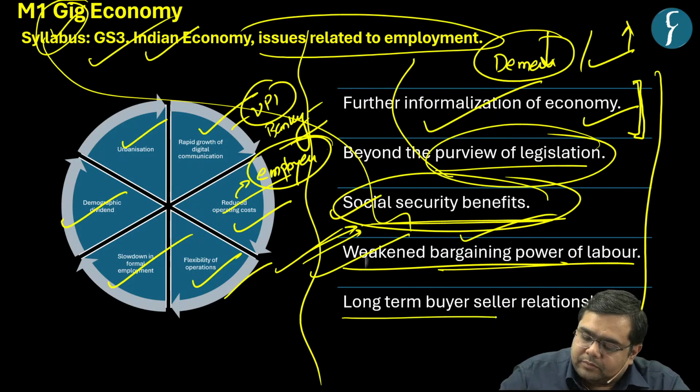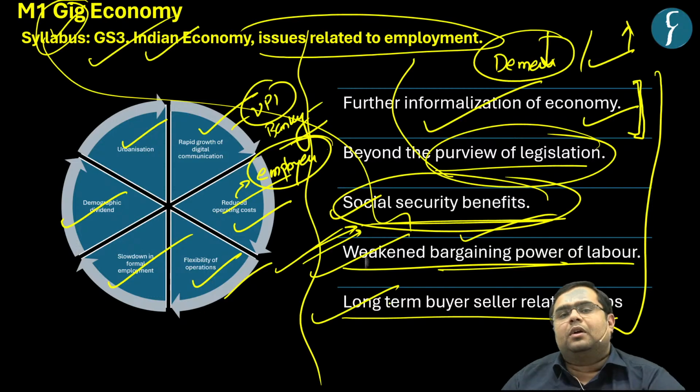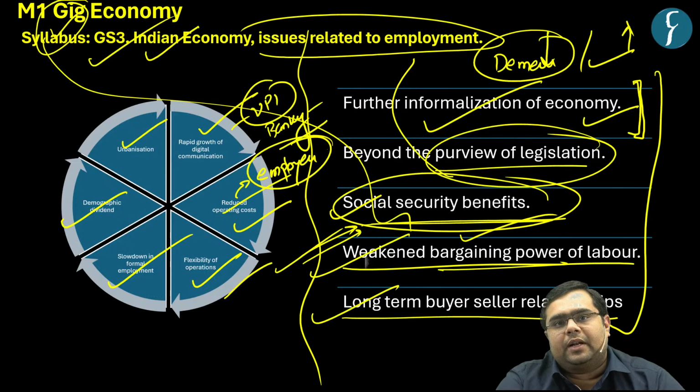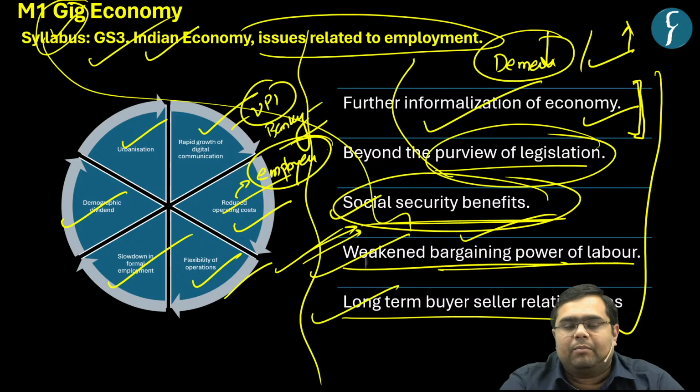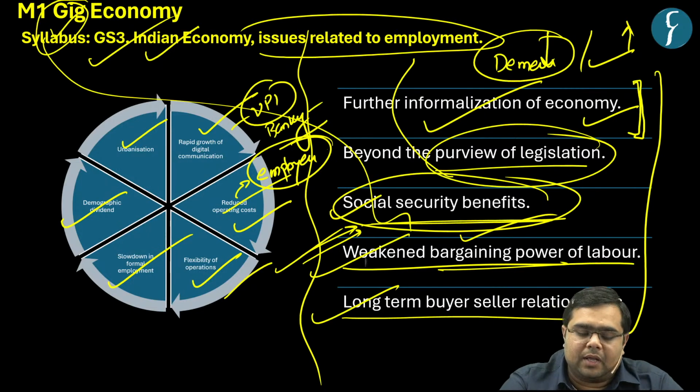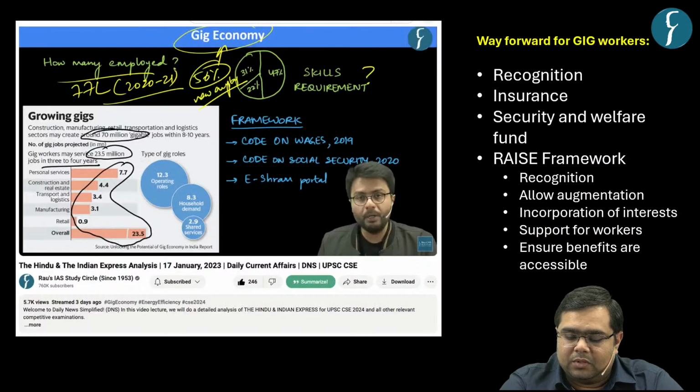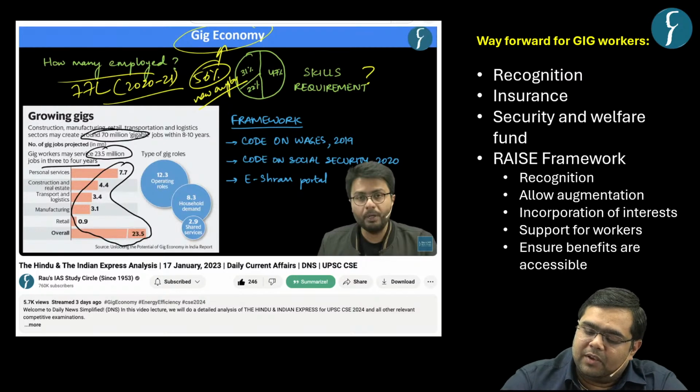Then, in this kind of interaction, we no longer have a long-term relationship between employer and employee. This kind of relationship ceases to exist, and we move on from one gig to another gig. So that is another challenge with respect to the gig economy. Now let us quickly see what the way forward is. That was again beautifully summarized by Ankit sir.